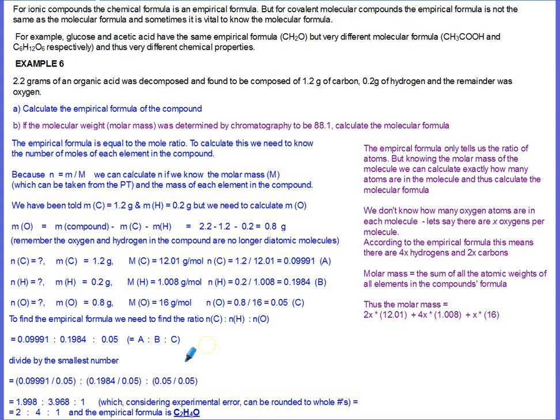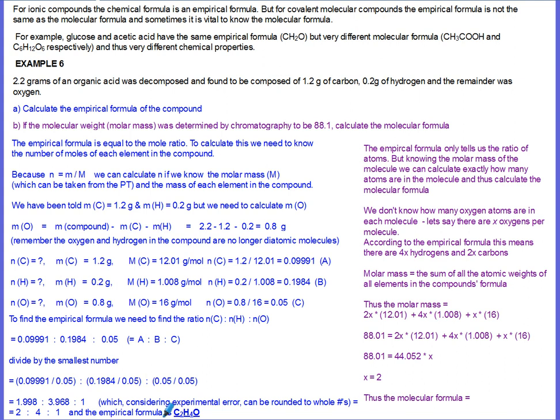We actually know the molar mass of this compound because of the question. So now we can say that 88.1, which is what they told us, equals 2x times 12.01 plus 4x times 1.008 plus x times 16. Now we can just do our skills in maths. We can solve this for x to find out what x must be. We solve this, and it turns out that x is equal to 2. And that tells us there's not x oxygens in a molecule, there's 2 oxygens in the molecule.